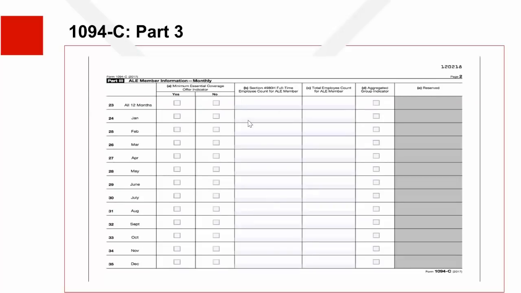Column B is asking for all full-time employees on a month-to-month basis, and then column C is asking for all employees. So there is a little bit of leeway here. It can be an estimation. Obviously, it shouldn't be, and the way to ensure full compliance is to be able to track that either year-round or have some sort of report, but the IRS does allow for an estimation, if you will.